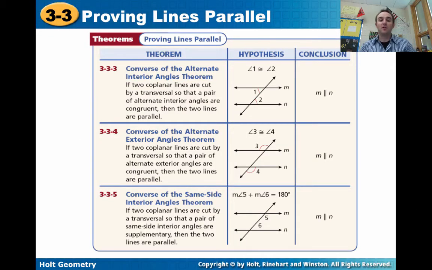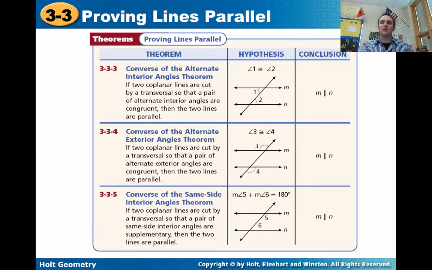Here are the other three theorems for today. We've got the converse of alternate interior, converse of alternate exterior, and converse of same side interior. Remember, these are the converses. So everything that you learned before about the regular alternate interior, alternate exterior, and same side interior, you're going to use that information, but we're going backwards on it now.